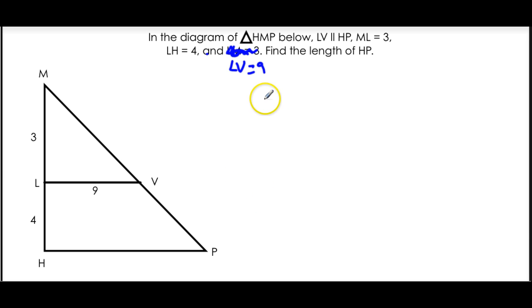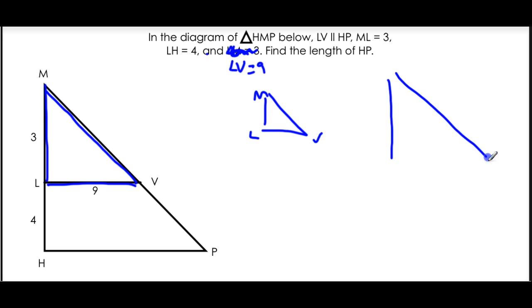Let me just draw out these two smaller triangles. So we have our smaller triangle right here, and this is LMV. And then we have our bigger triangle, and this is HMP. Now these are my two triangles, and let's just fill things in.